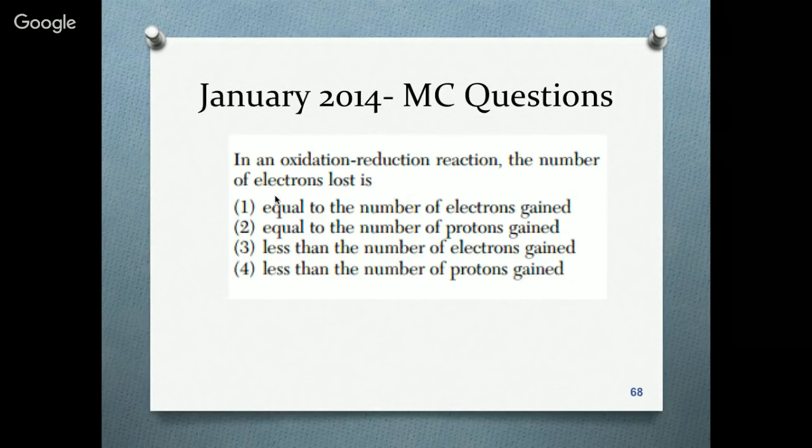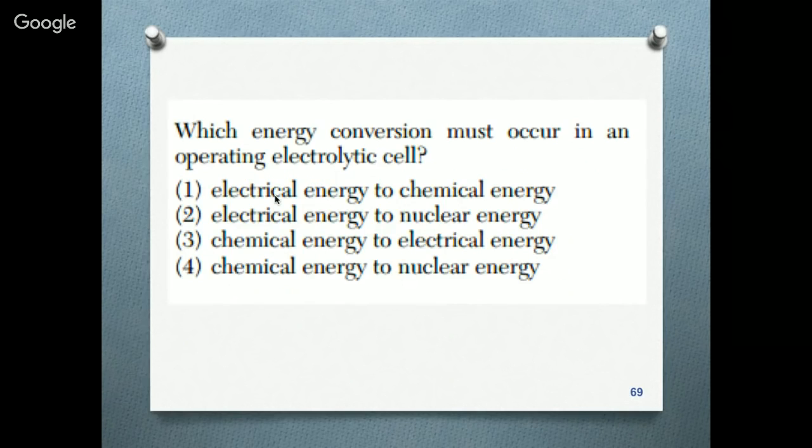All right, multiple choice, January 2014. In an oxidation reduction reaction, the number of electrons lost is always equal to the number of electrons gained. I bet you got it by now, hopefully. What occurs in an electrolytic cell? E to C, electrical to chemical.